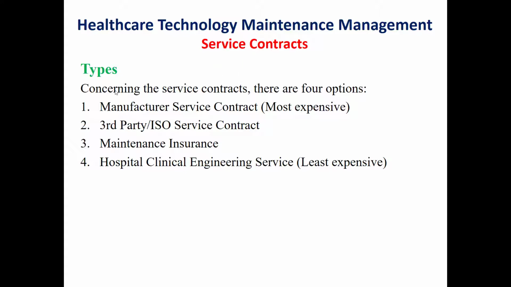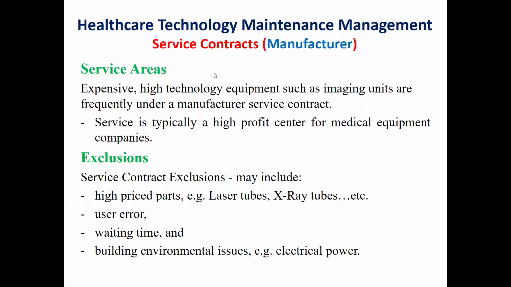Usually we have a mixture of these four types in a hospital. The percentage for each type will be different, depending on the size of the hospital, whether it's small, medium, or large range, if it's a medical center or even a system of hospitals. Now we'll start with the manufacturer service contract.